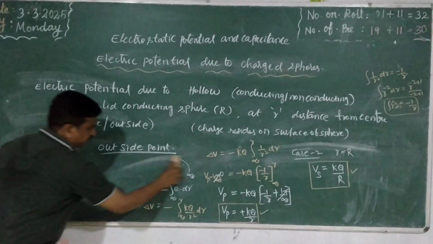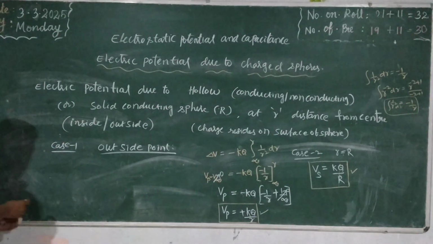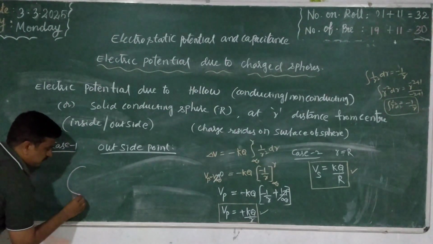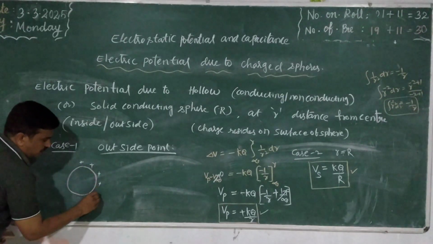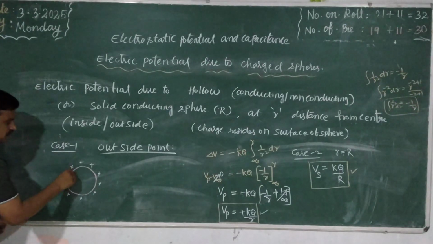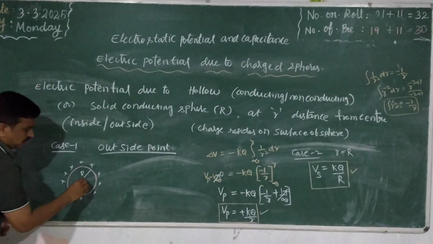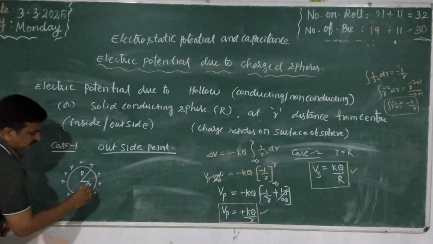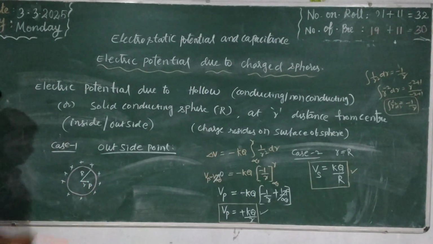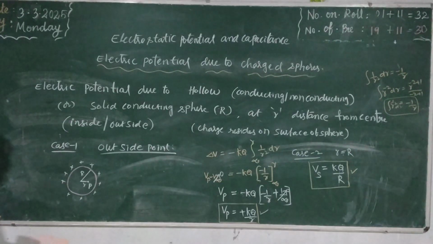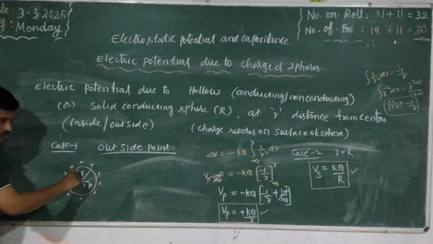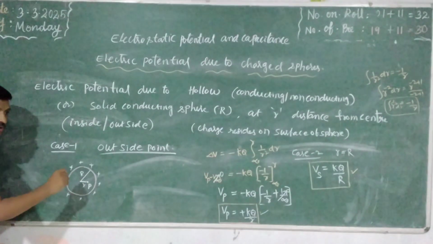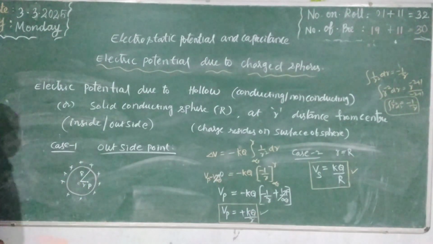the inside point. So we discuss the inside point. It is the sphere. Charge is distributed on the surface. Charge resides on the surface of the sphere. In this case, r is the distance from the center to the point P inside. For deriving the electric potential at point P, at a distance r inside the hollow conducting, non-conducting or solid conducting sphere from the center, we want one more point.